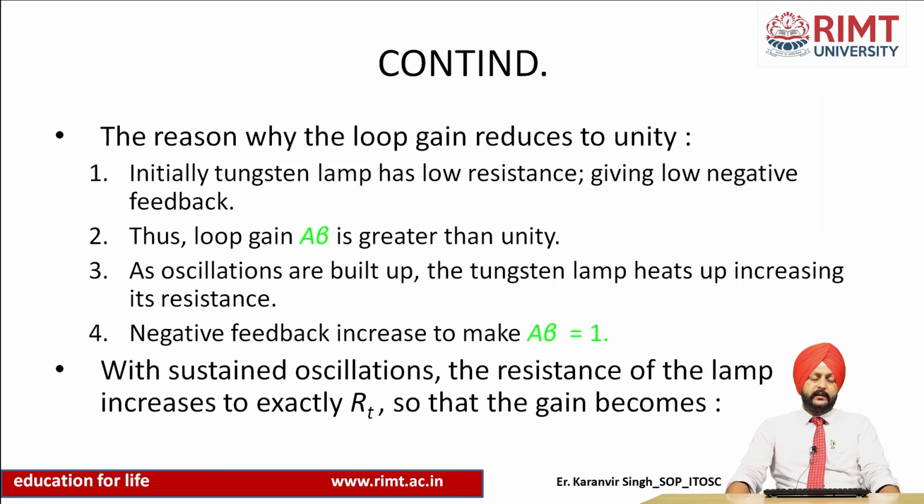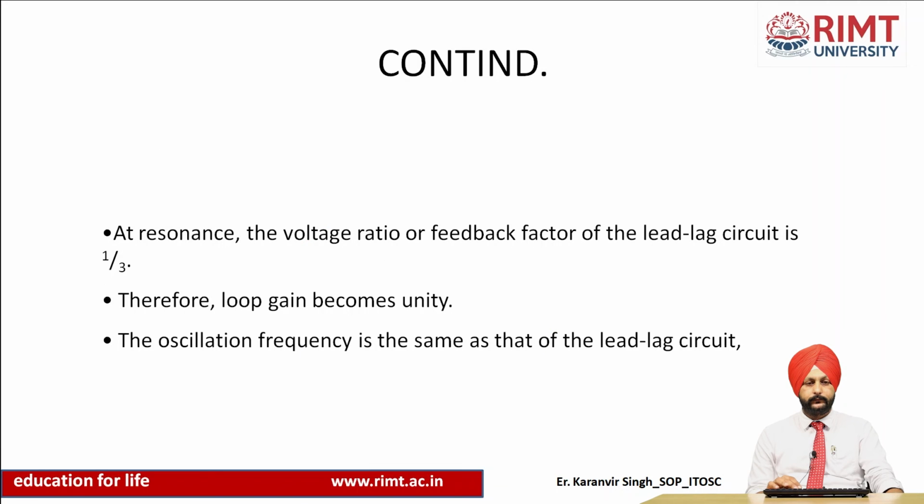Now there are some reasons why the loop gain is reduced to unity. Initially the tungsten lamp has low resistance, giving low negative feedback. Thus the loop gain Aβ is greater than unity. As the oscillations build up, the tungsten lamp heats up, increasing its resistance. The negative feedback increases to make the value of Aβ equal to 1. At resonance, the voltage ratio or feedback factor of the lead lag circuit is 1 divided by 3. Therefore, the loop gain becomes unity.